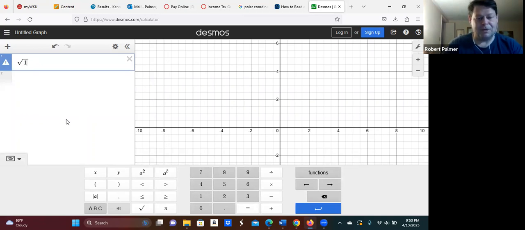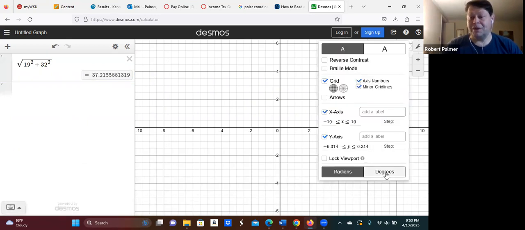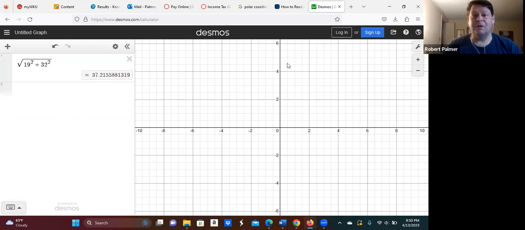Should be on the inside. So 19 squared plus 32 squared. And actually, I realize I need to make sure I'm in degree mode. Okay, so go over to the little wrench here and change to degrees. Otherwise, I'd be telling it 162 radians, which is very different.